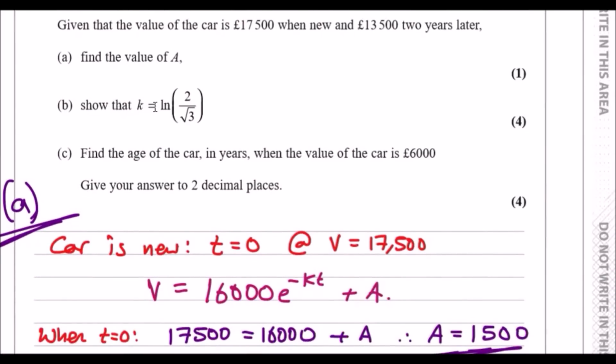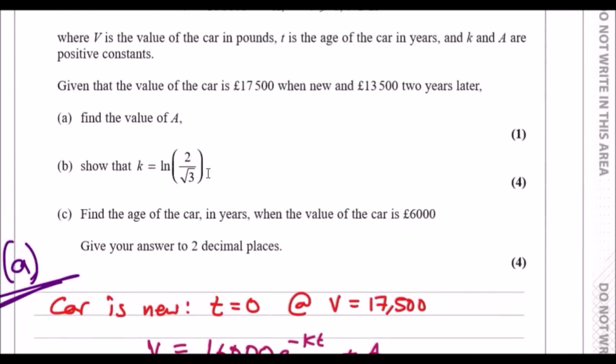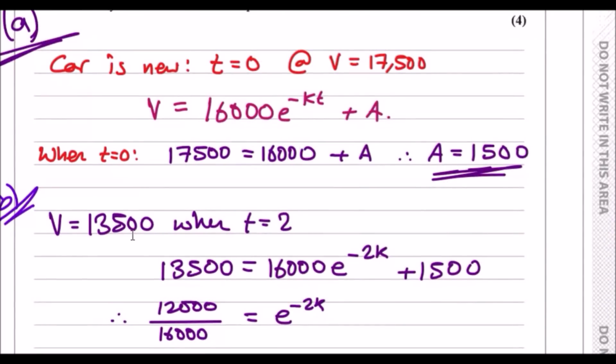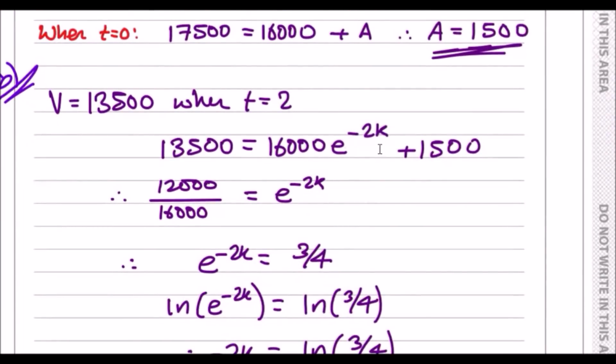Now show that k equals the natural log of 2 over root 3. You can get this one by using t equals 2, the second piece of information. So the value of the car is what they told you when t is 2. Using the original formula again, plug in what you know. We've got the value at 13,500, the value of a being 1,500, and we know t is 2, so k times 2 is 2k. Then rearrange to make the e term the subject. I first subtracted 1,500 to get 12,000, then divided by 16,000 and simplified this to get 3/4.